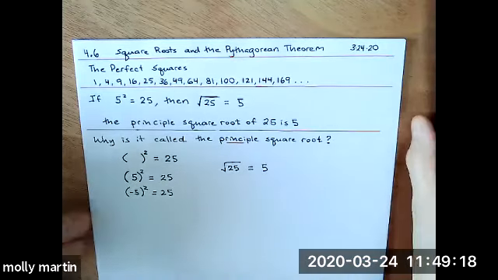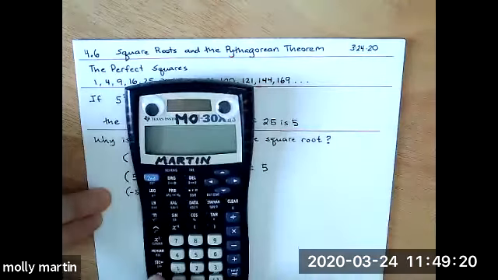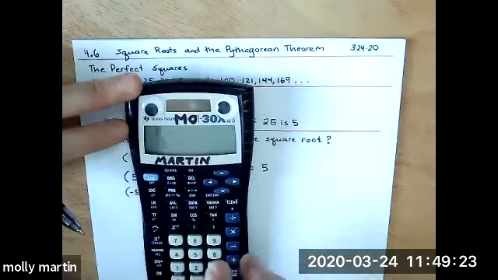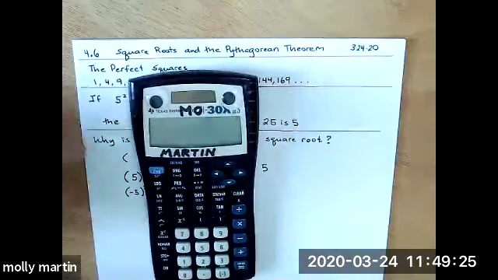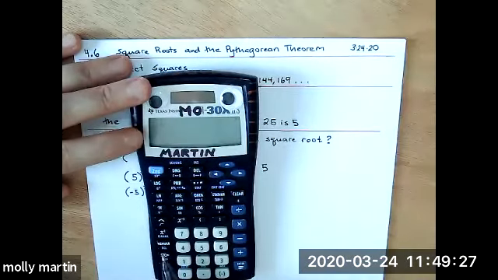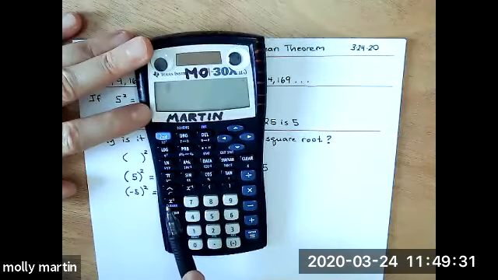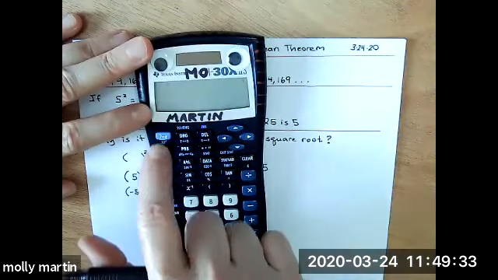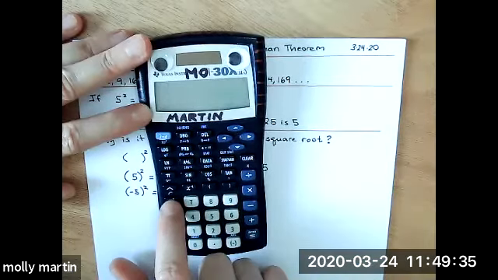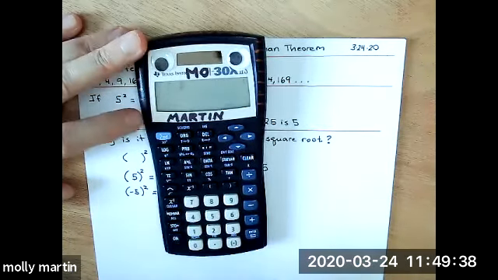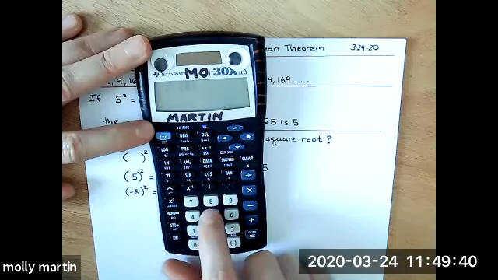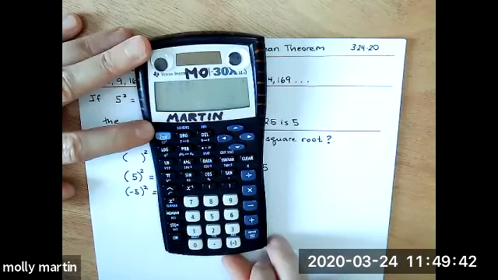How do you find this on your calculator? So your calculator has a square root button. It's above the x squared. So you have to hit the second function, and then the x squared key, and then the number, and then it equals.